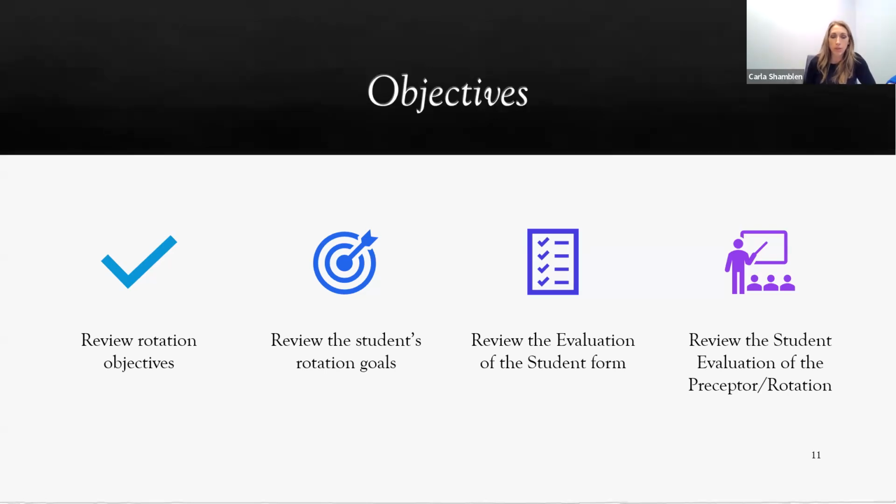We do have evaluations that we ask you to review, to see what we're looking for the student to be competent in at the end of the rotation, and to look at it at the beginning of the rotation, and then review the evaluation with the student. But they're also going to evaluate you and the rotation site. So I think knowing what you're going to be evaluated on is sometimes helpful.